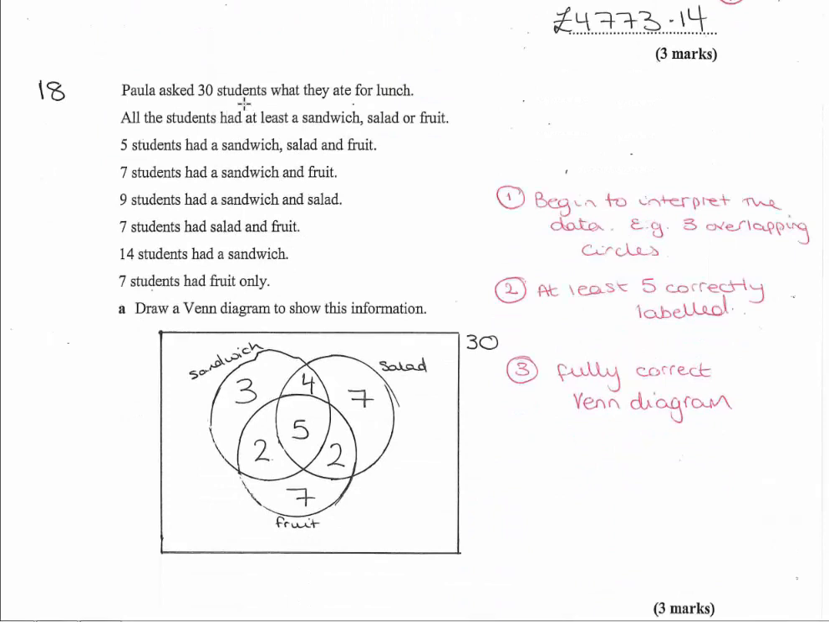Paula asked 30 students what they ate for lunch. All the students had at least a sandwich, a salad, or a fruit. 5 students had a sandwich, salad and fruit.